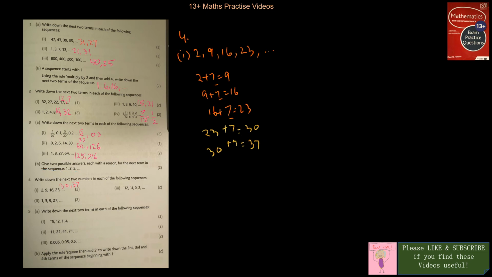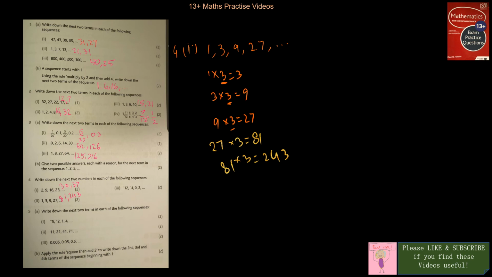For 4a, what we see is 2, 9, 16, 23. So what we're doing here is plus 7, plus 7. It's easy enough. We just have to add 7 to each previous number and you get the next number. So it's 30 and 37.